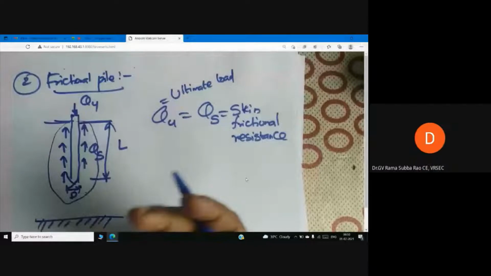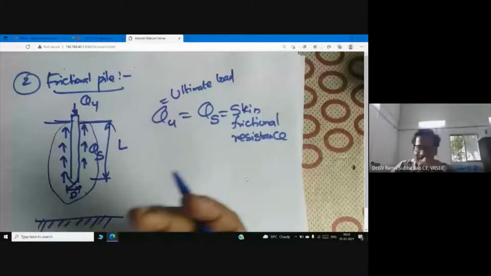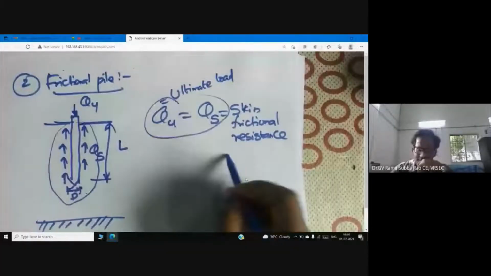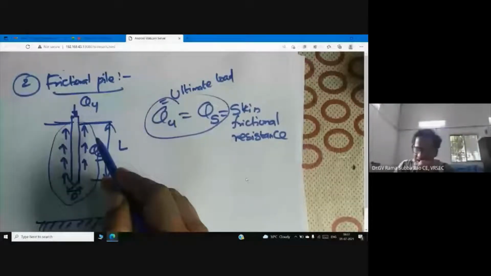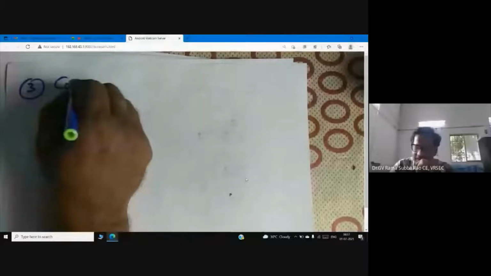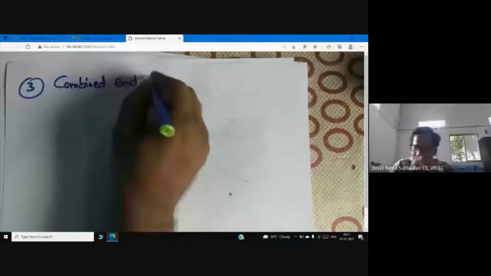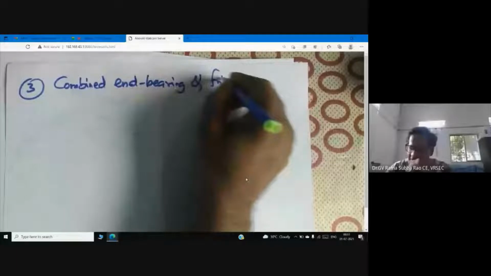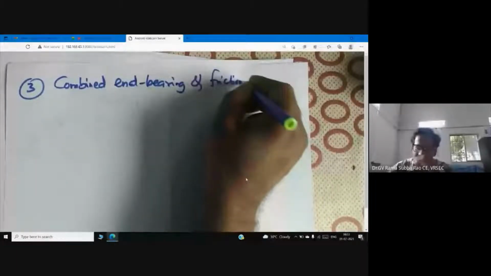Now you see, here QU is equal to QS. What we are trying to say is that the majority of load coming from the superstructure is transferred by skin only. We can use the language which is comfortable without compromising the content. Now you see, combined end bearing and frictional pile. Many times people are comfortable to use this word frictional pile, even in industry also.